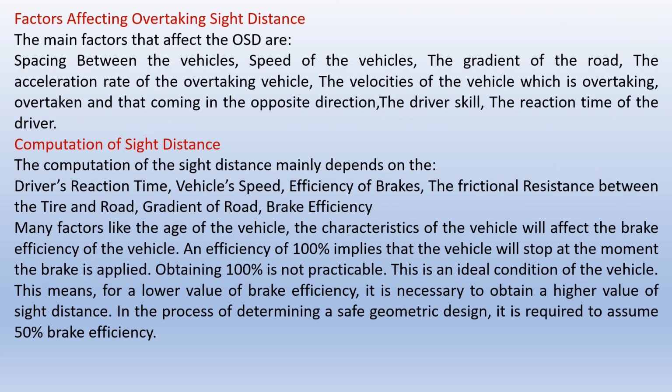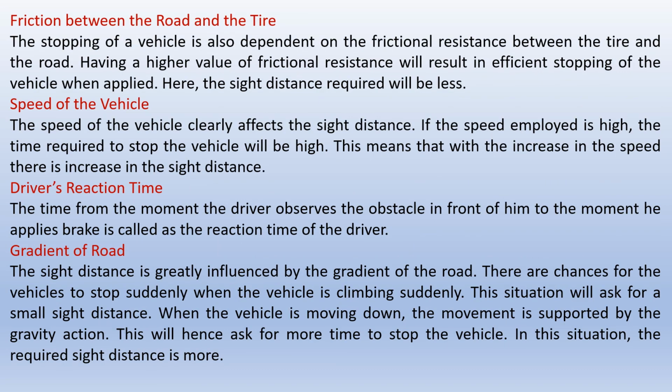Now, what are the factors affecting overtaking side distance? कौन कौन से factors हैं जो side distance को प्रभावित करते हैं? Spacing between the vehicles, speed of the vehicle, the gradient, the acceleration, the velocity of vehicle which is overtaken and then coming in the opposite direction. Driver skill, reaction time. Friction between road and the tires, speed of the vehicle, driver's reaction time, कितने समय में ड्राइवर रिएक्ट करता है, gradient of the road.